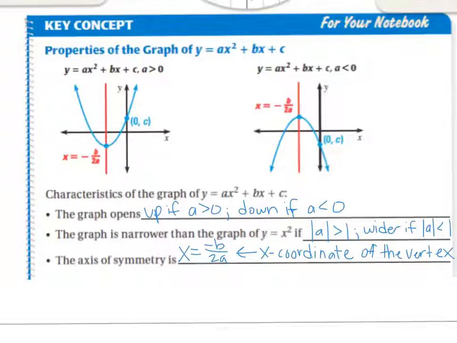I'm going to add one more line down here, one more important concept. So the y-intercept is (0, c). Whatever this value is here, that corresponds to your y-intercept.